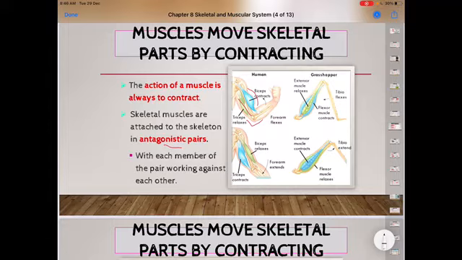Okay, but when we want to extend the arm, what happens? It is contrary to the previous. The bicep will relax, but the tricep muscle will contract. So each member of the pair works against the other. They are doing the opposite work.